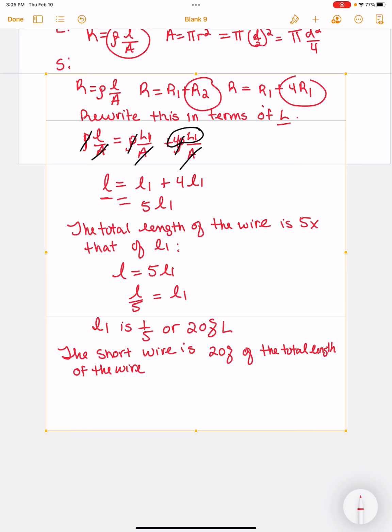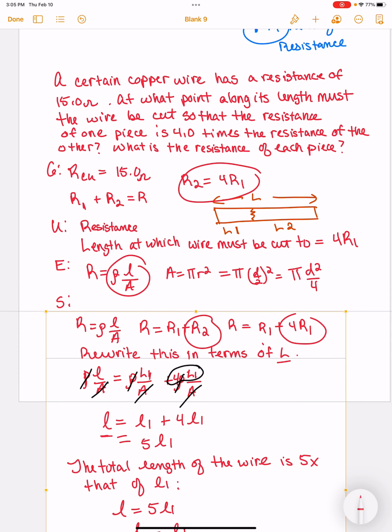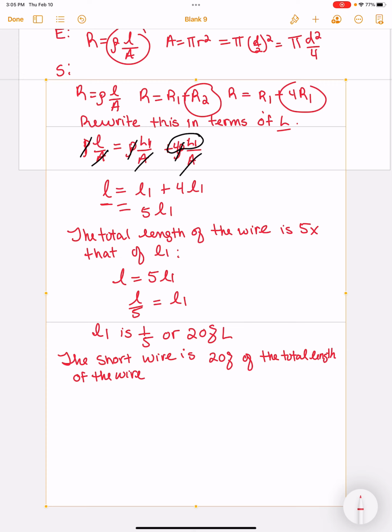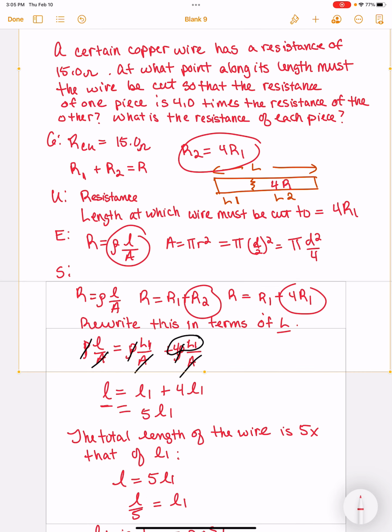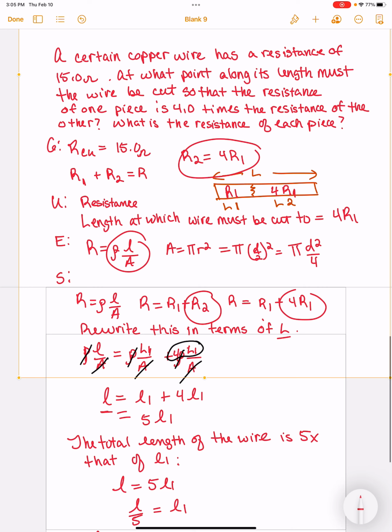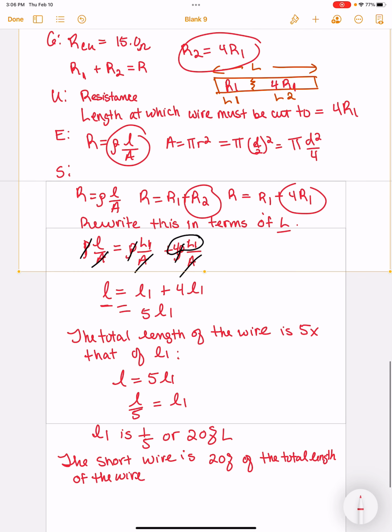But we're not done yet. We still need to calculate the resistance of each piece, which should be very easy now. It has a total length of L, but it's broken into these two pieces. And we know that the resistance of the second portion, this one, is 4 times that of this one. That's what the question tells us, right? It says at what point along its length must the wire be cut so that the resistance of one piece is 4 times. So this one is resistance 1, and this is 4 times resistance 1.